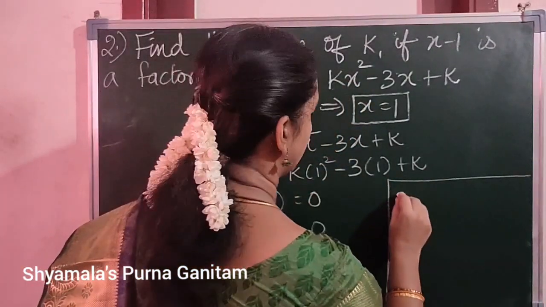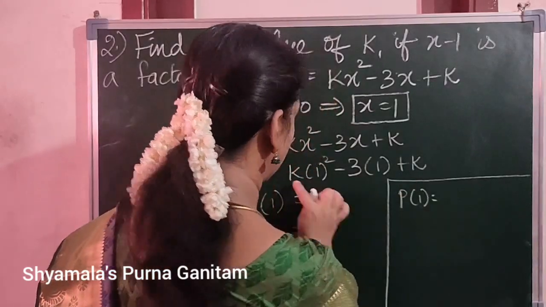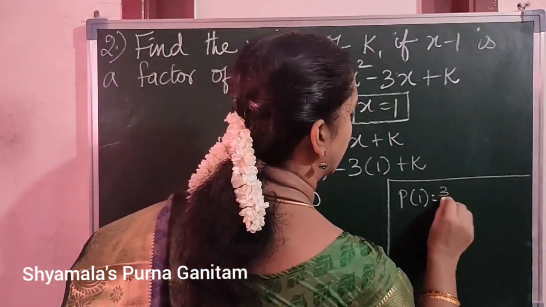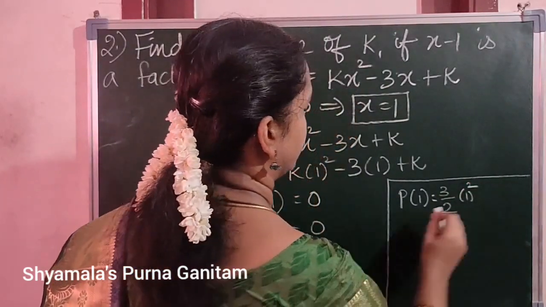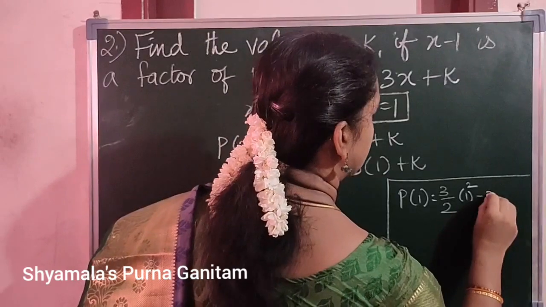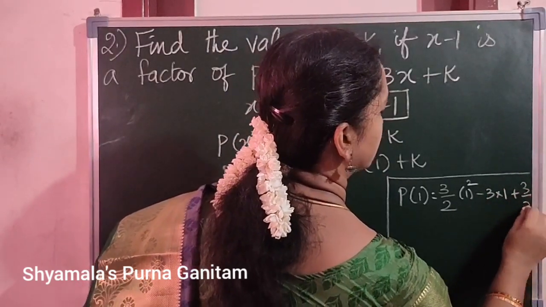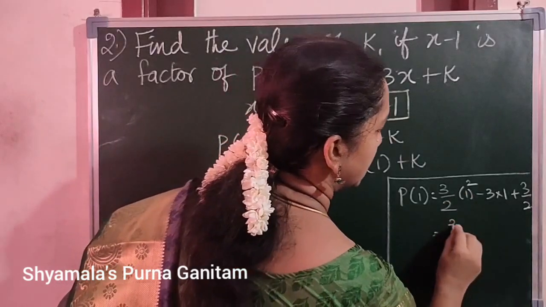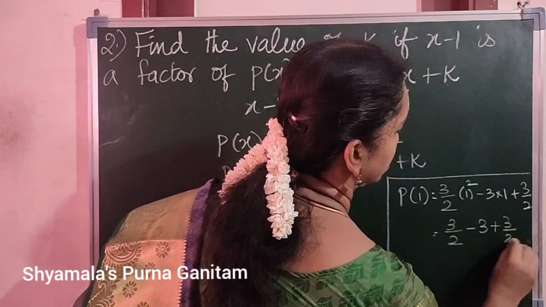Okay. So P of 1 is equal to k. We got the value as 3 by 2 into 1 squared minus 3 into 1 plus 3 by 2. So this one will be 3 by 2 minus 3 plus 3 by 2.